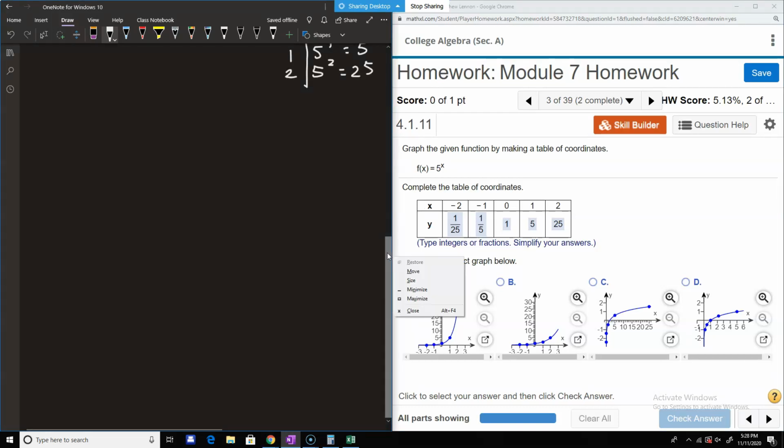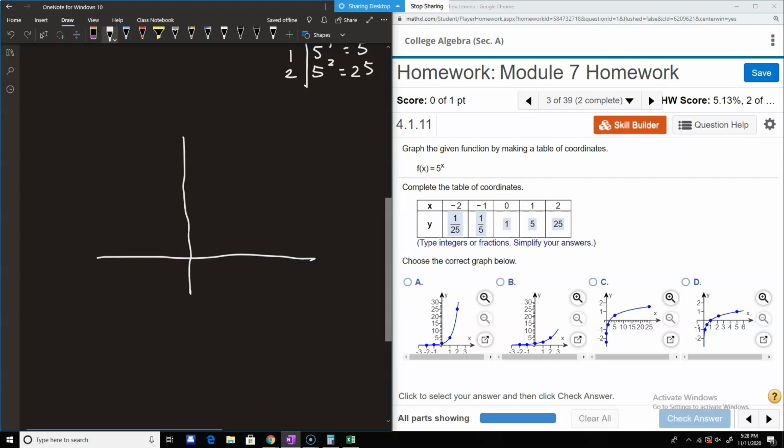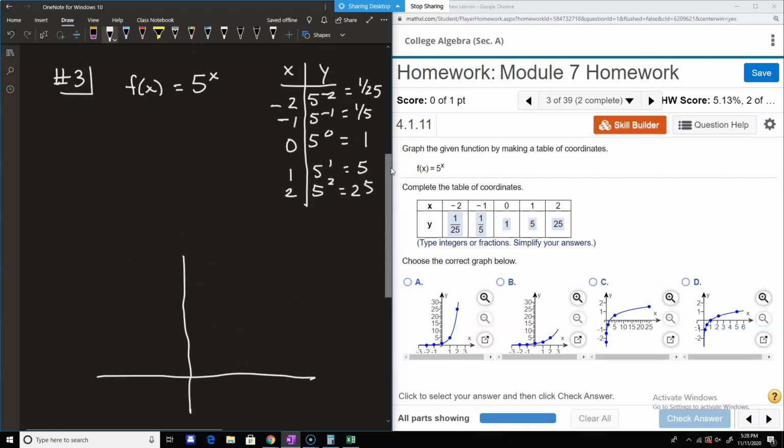So again, these all represent ordered pairs. So you can see all the y values are positive, so that means everything's above the x-axis. Yes? There's no half anywhere, is there?